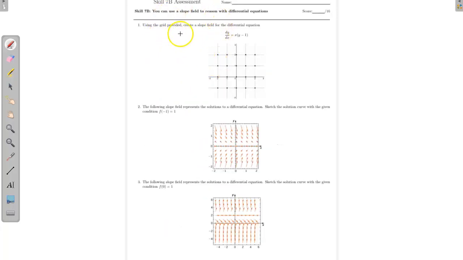And our next skill is all about slope fields. So remember, slope fields are just representing these small tangent lines, because dy dx represents the derivative, which is the slope of the tangent line. All right, so these are all just tangent lines.